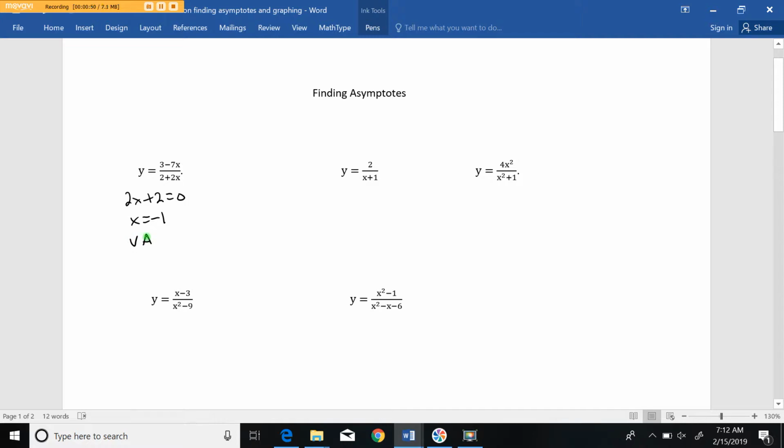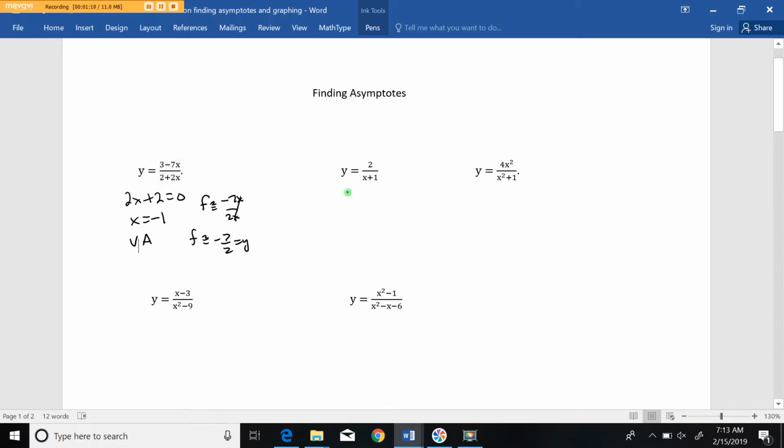Horizontal asymptotes happen when x gets really large. So for this function, for large values of x, the top is approximately minus 7x, and the bottom is approximately 2x, and these divide out, so the function is approximately minus 7 halves, or minus 3.5. And y equals minus 7 halves is therefore a horizontal asymptote for this function.